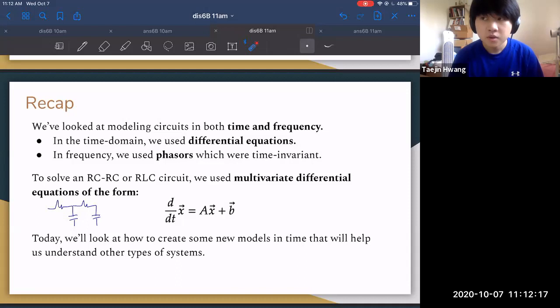This is really the main important takeaway from the circuits module. Today we're going to be looking at a bunch of new models which expand on this idea of the vector differential equation. We're going to be looking at other systems that have similar properties but aren't necessarily circuits.